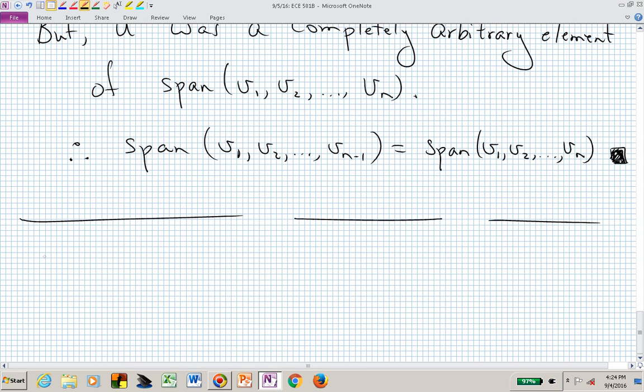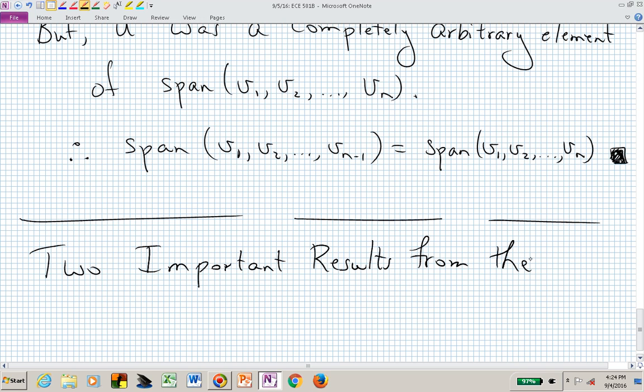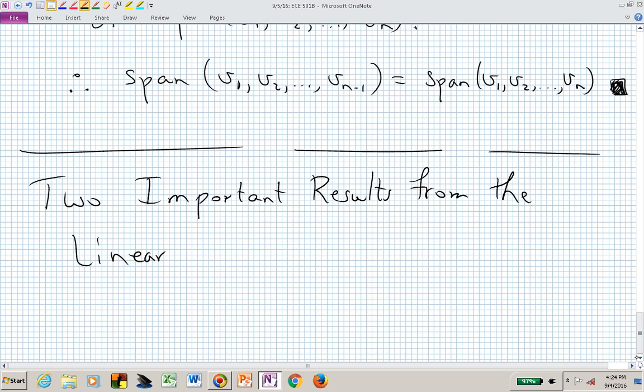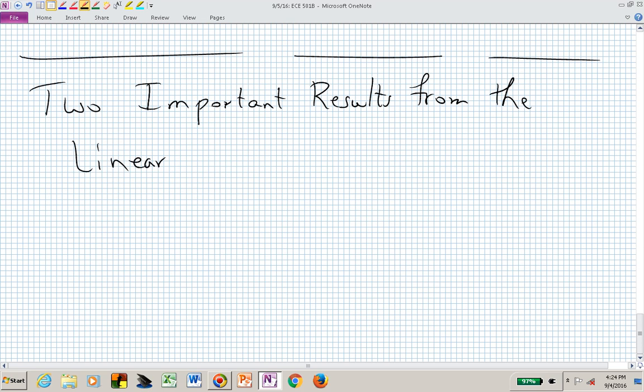Some consequences of that linear dependence lemma are, as we said in our goals for today, two different theorems.